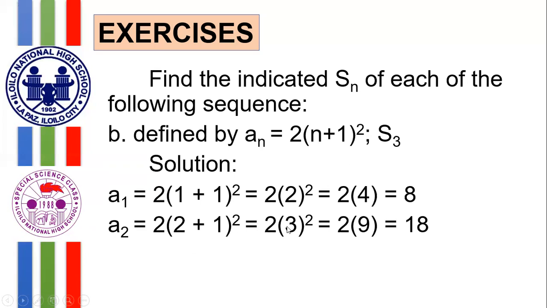2 plus 1 is 3, so 3 squared is 9. And you have 2 times 9, which is 18. So 18 here is our second term.